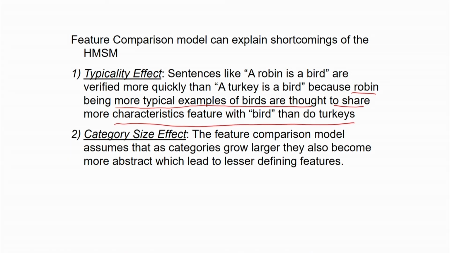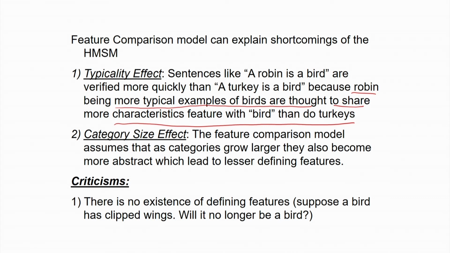Also, the category size effect. If there is a superordinate category and within that a subordinate category, and the category is small, then the list of characteristic features will be small, and so verification will take less time. But if a category is huge, if I am talking about mammals, then there will be all kinds of mammals, and so the verification time will be more. As categories grow larger, verification takes more and more time. This is called the category size effect.